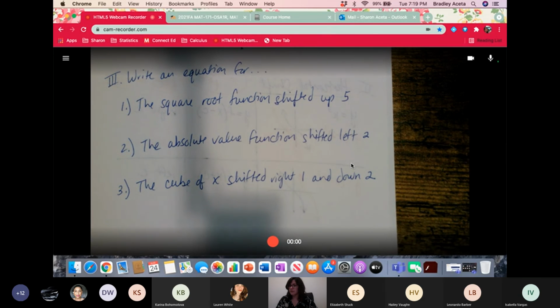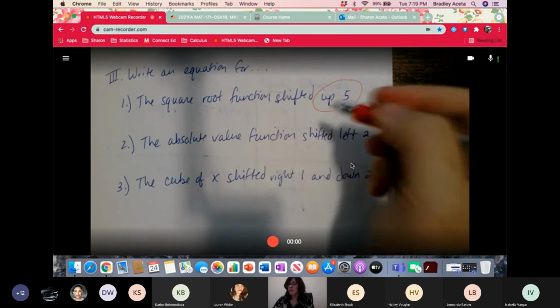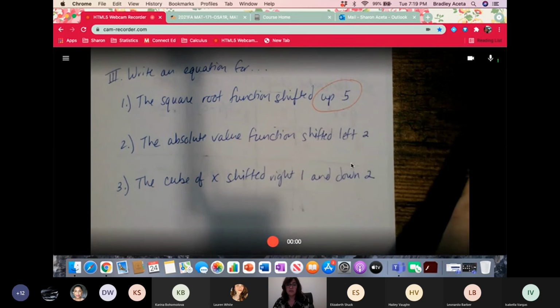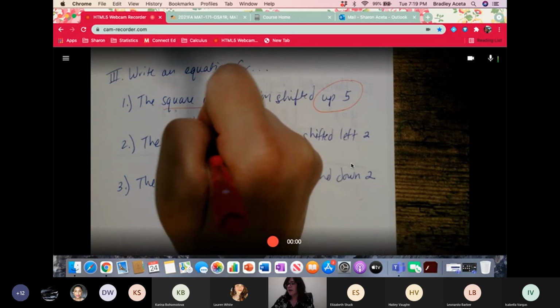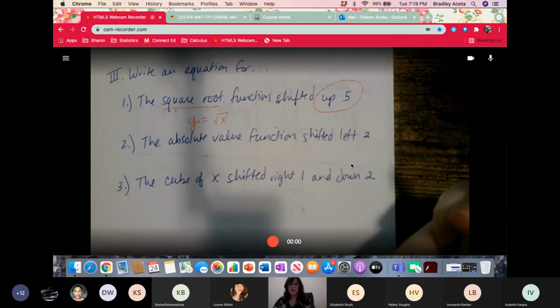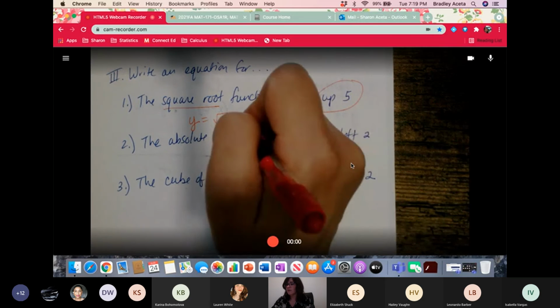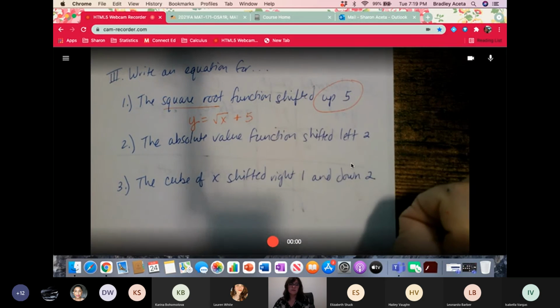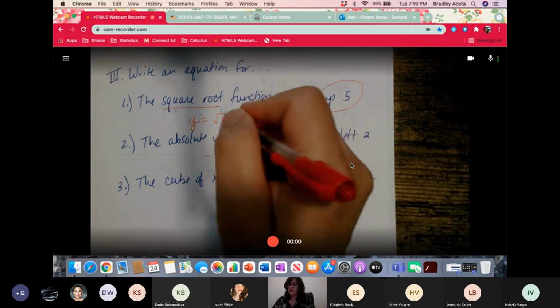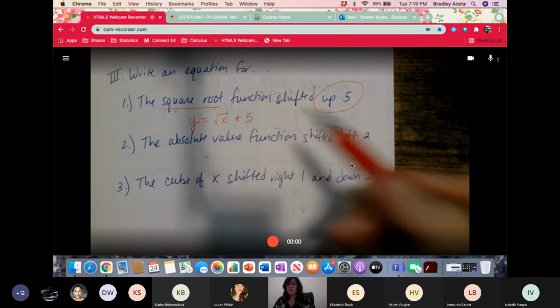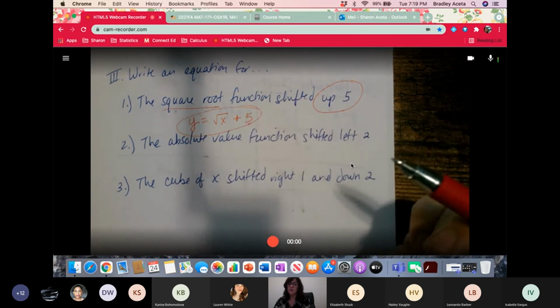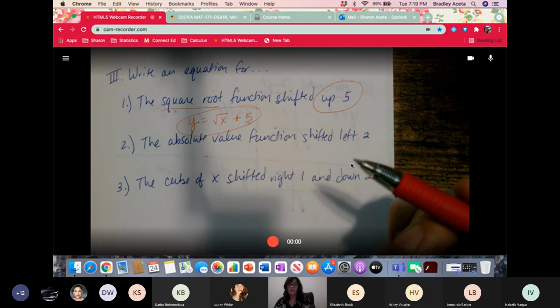So let's do these. The square root function that's been shifted up 5. So remember, up and down is on the outside of the parent. So the parent is square root. So y equals square root of x, and then you just want to go up 5, plus 5. Done. Don't let that 5 be under, because remember, then you would go left and right. Make sure that plus 5 is on the outside. That's the square root function shifted up.